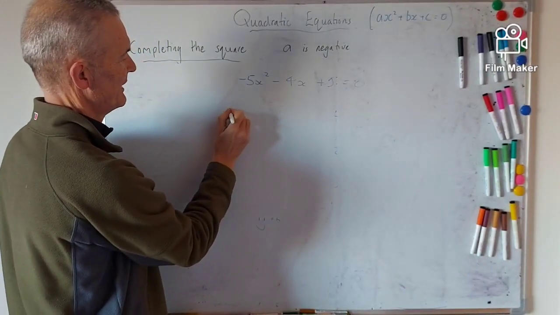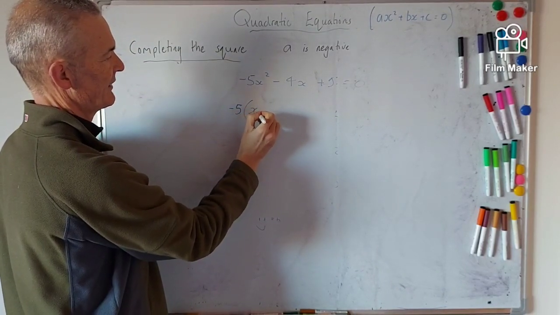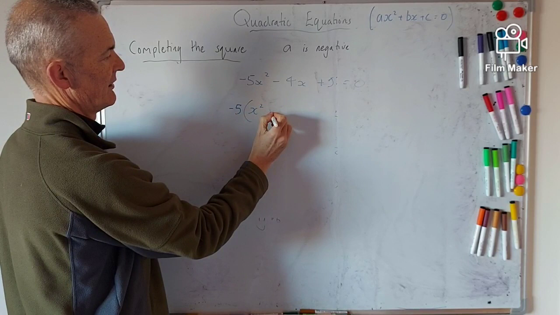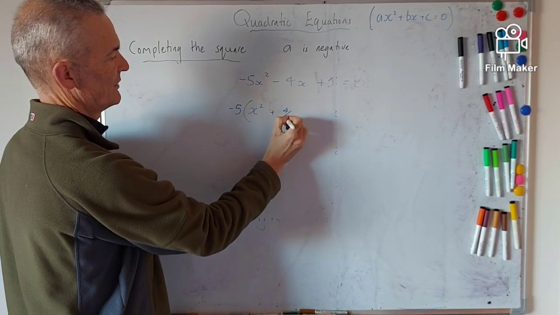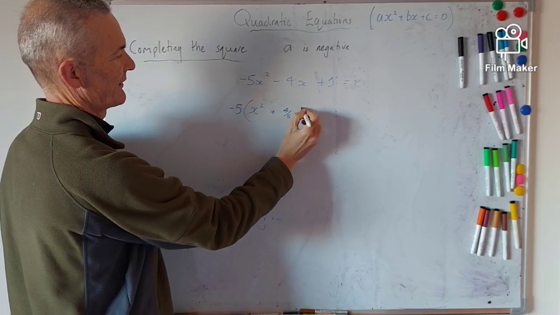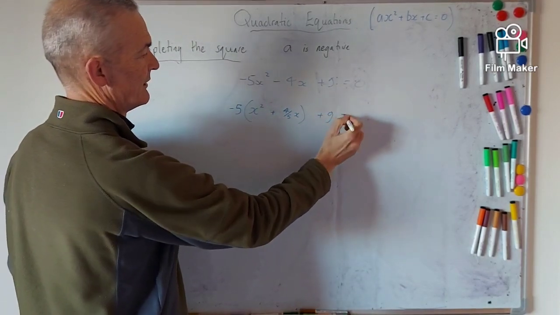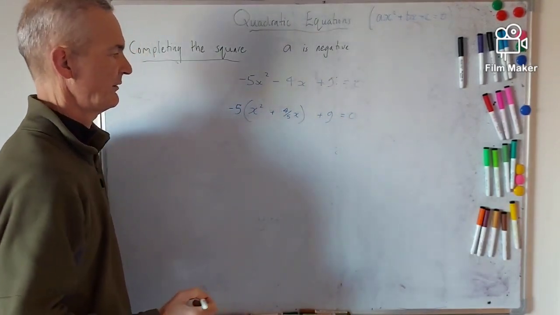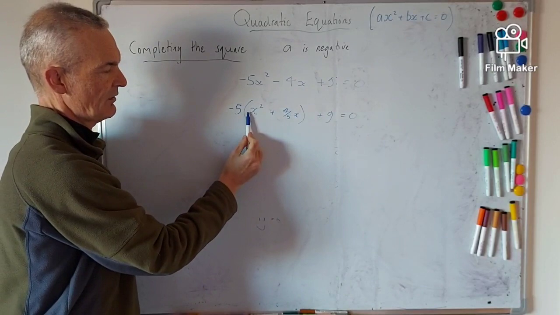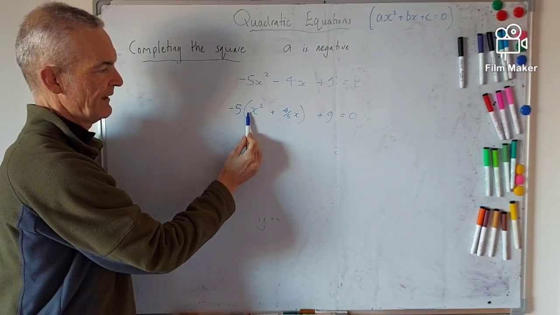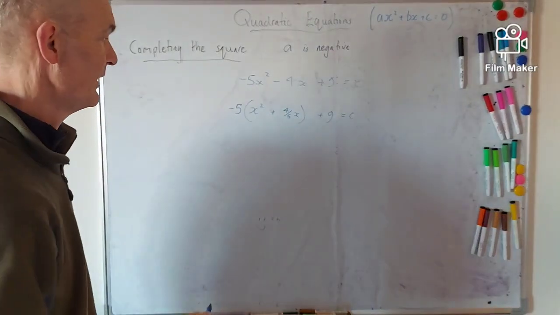So I'm going to pull out my -5, and in brackets I'm going to have x squared plus 4 over 5x plus 9 equals 0. So pull this -5 out first. So you've not got a coefficient in front of this x squared here, so you can then go ahead and complete the square.